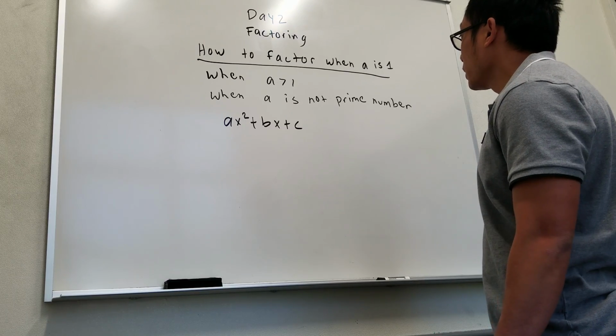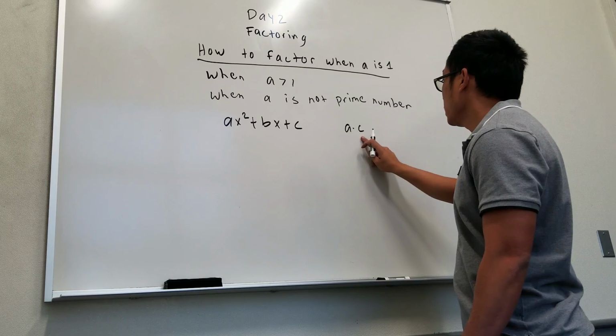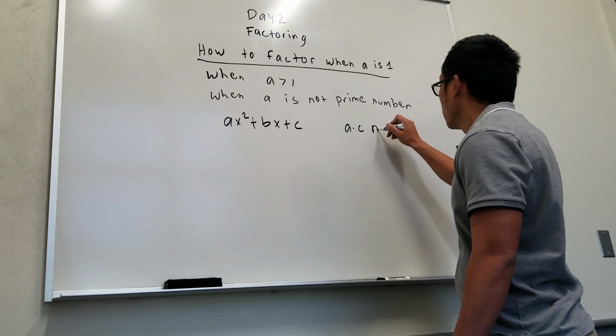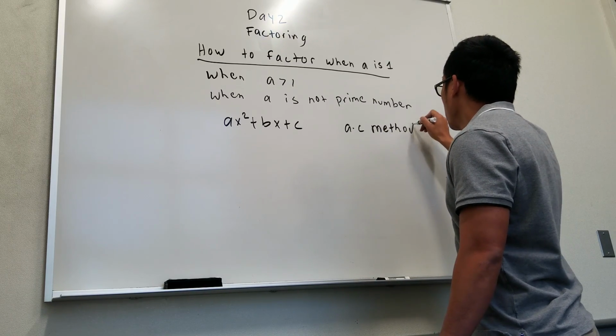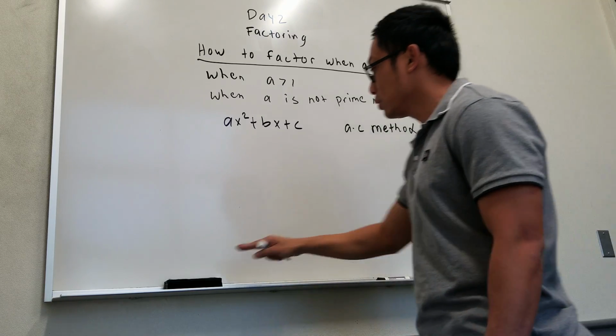Right now we're going to talk about the AC method. There are many methods to factoring. As you notice, I put a times c, because that's what we're going to be doing. I prefer trial and error, but for now we're going to talk about the AC method. If you like it, then you can use it.